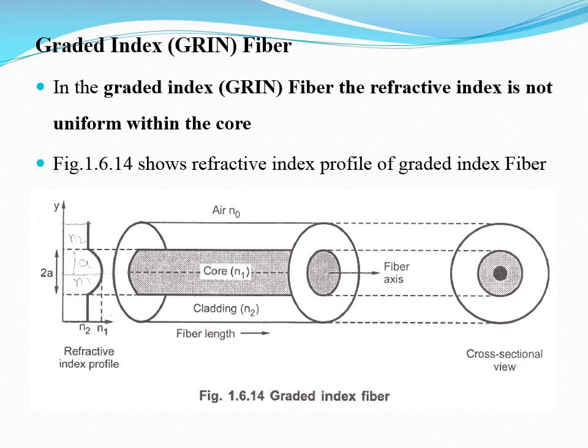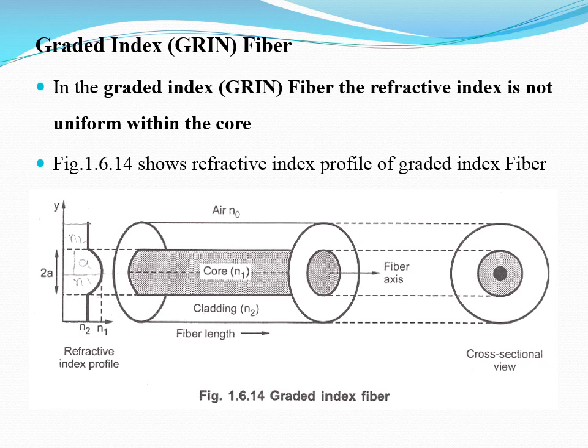In the graded index fiber, we can see that the refractive index is not uniform within the core. That is observed from this particular diagram. The fiber core's refractive index is not constant, it is going to vary, and it will be maximum at the center. As the refractive index changes from cladding to core, there is a gradual change in the refractive index. At the core, the refractive index is maximum. So it is not uniform.